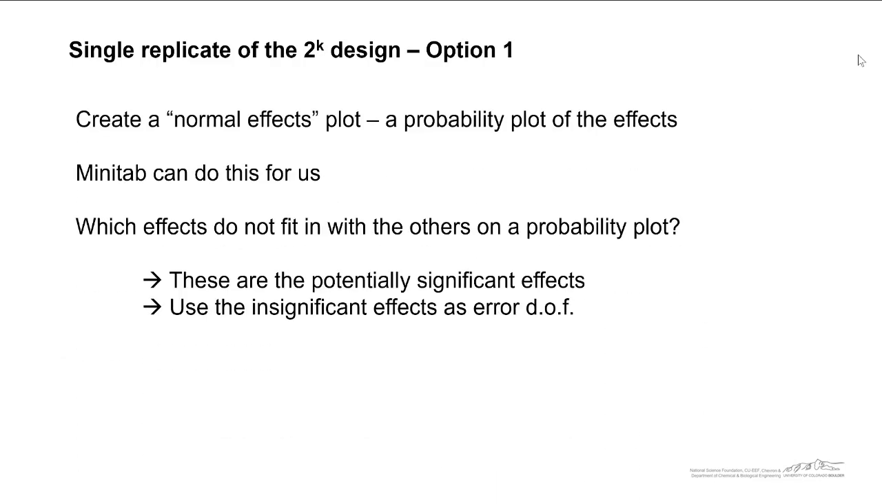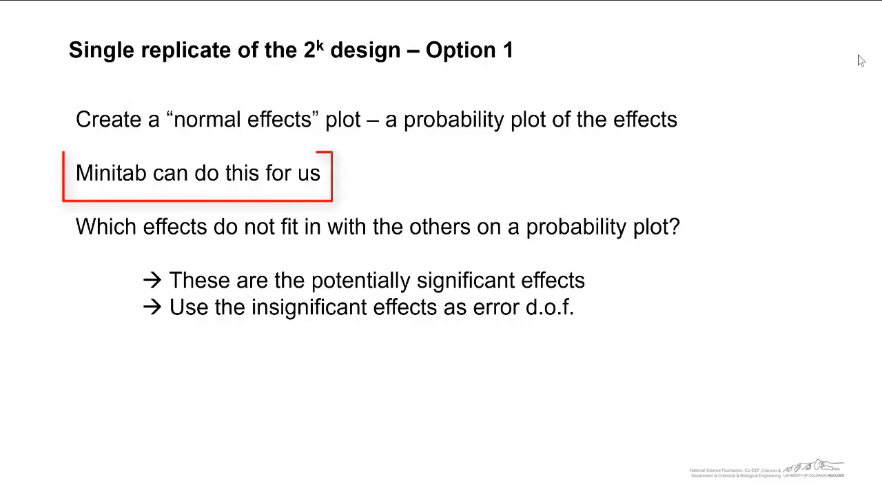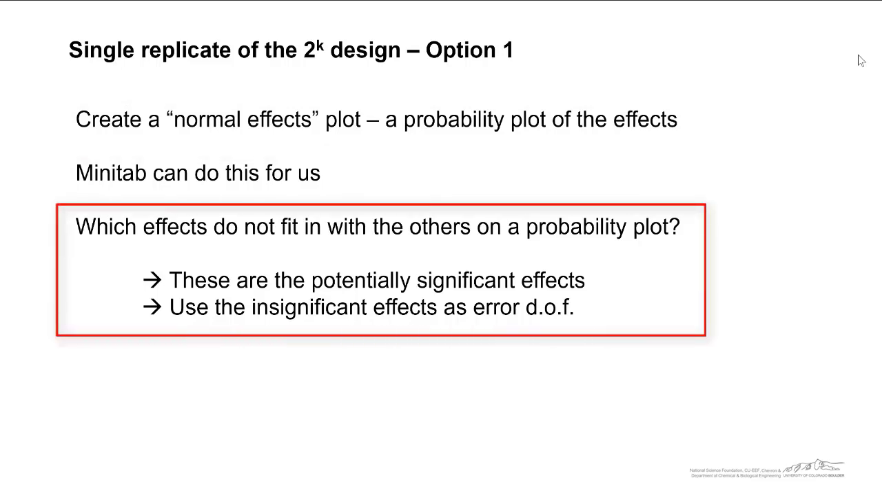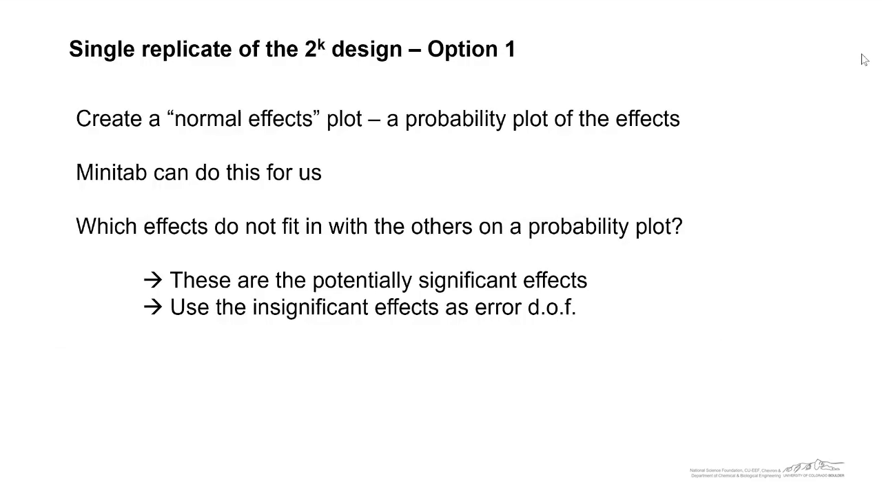In option 1, we can create a normal effects plot. This is essentially a probability plot of the effects. Minitab can do this for us quite easily. What we want to look at in this normal effects plot is which effects do not fit in with the others. These are the potentially significant effects, and we can use the insignificant effects as error degrees of freedom. So let's go ahead and do this first option in Minitab.